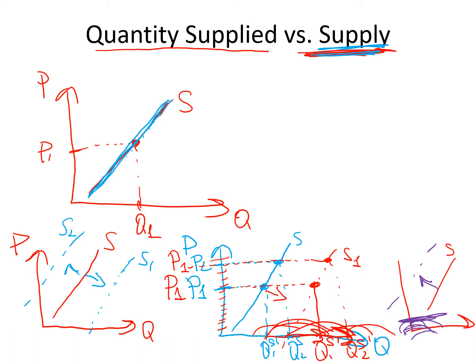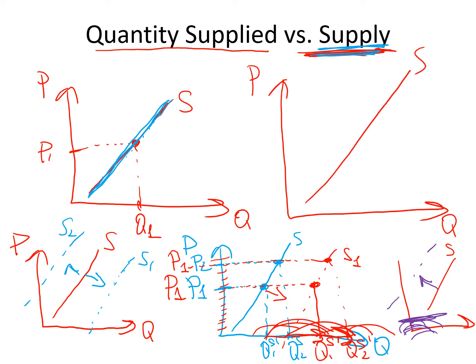If we're talking about change in quantity supplied, remember, this is movement along the line. So if I was at point A, that's quantity supplied at price 1 and quantity supplied 1. So if I want to change my quantity supplied, I need to move along my line, up and to the right or down and to the left.